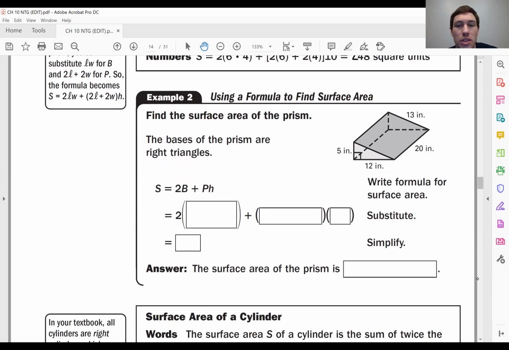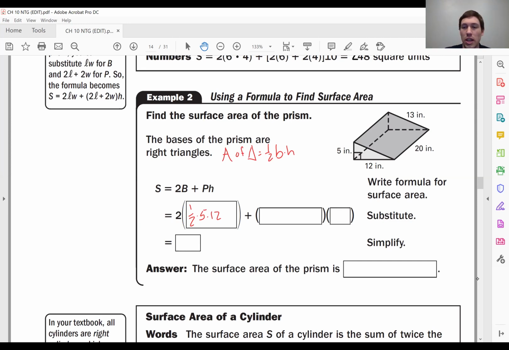So for instance here, it says find the surface area of the prism. Well, how do you find area? Now in this case, the bases are triangles. So how do I find the area of a triangle? Remember, the area of a triangle is 1/2 base times height. So in this case, the triangle is 1/2 times the base, which is 5 times 12, or 12 times 5, doesn't really matter.